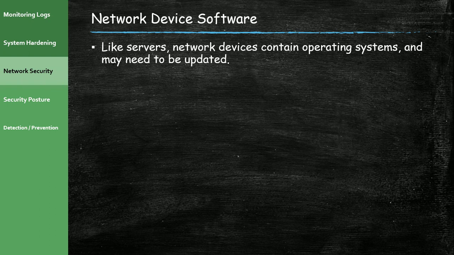So network devices contain software. Just like servers, they have an operating system and they do need to be updated. I talked about how when you harden a server, you want to make sure that you put all the latest patches and updates. In the world of routers and firewalls and things like that, we're talking about firmware. So you want to make sure that you have the latest version of firmware and you have the latest patched version.